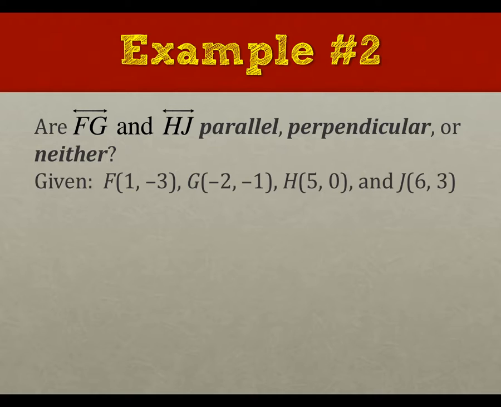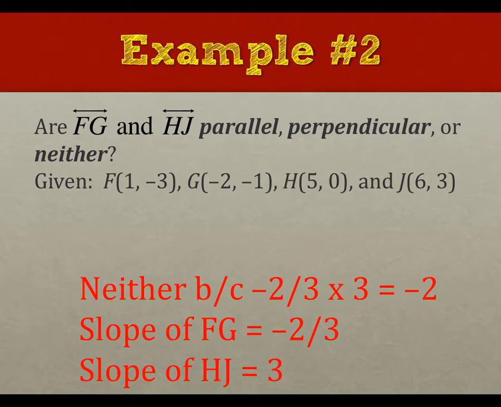Another example. We're running out of time here, so I'm going to skip this. If I want to know that FG is parallel, perpendicular, or neither to HJ, I'd have to calculate the two slopes, then look at them. They're going to be the same, they're going to be different, or their product is going to be -1. There's no other possibility. It turns out that it's neither. One is -2, the other one is -2/3. They're not opposite reciprocals, they're not the same. Therefore, they're just intersecting lines.